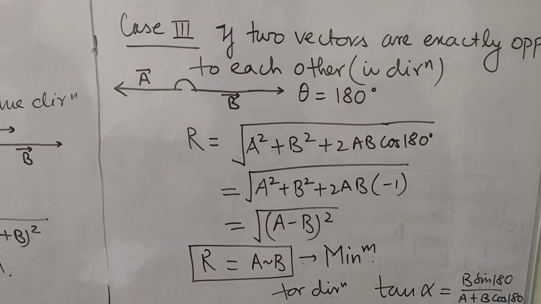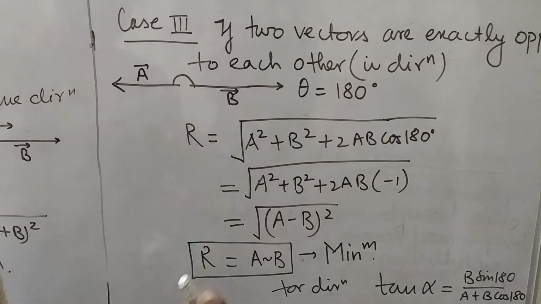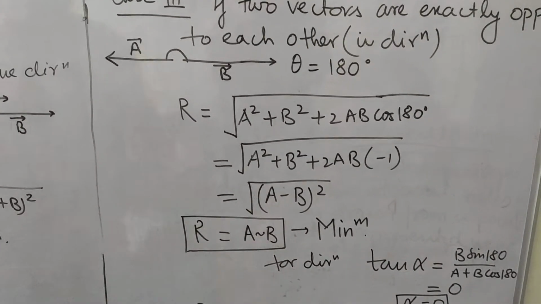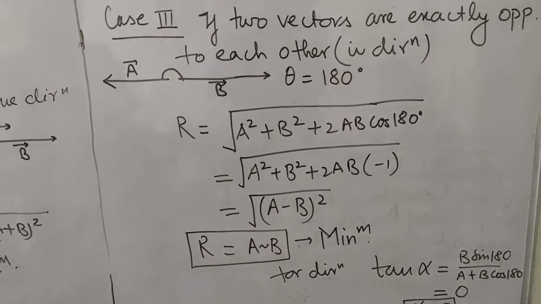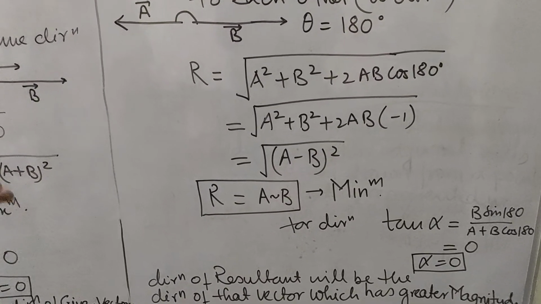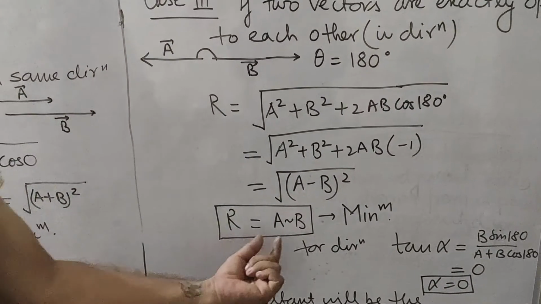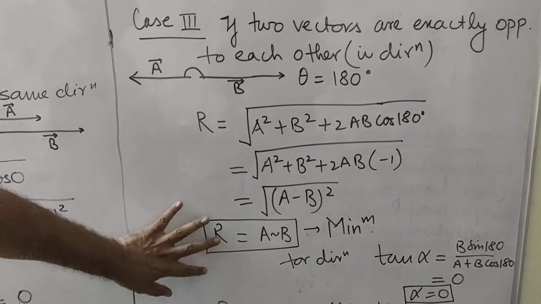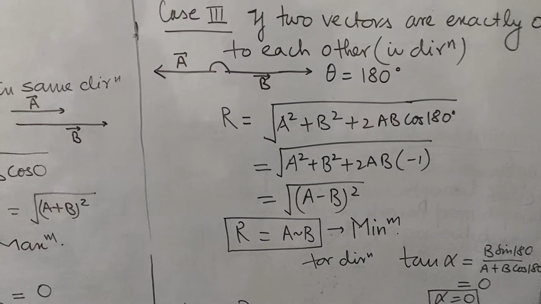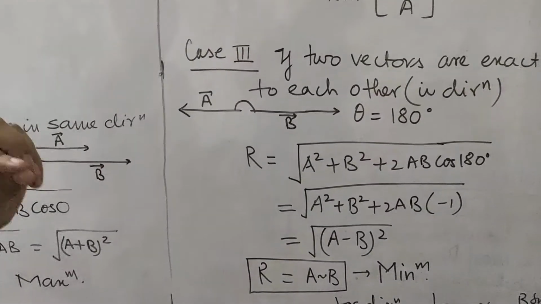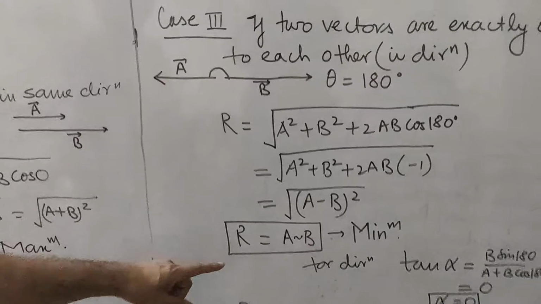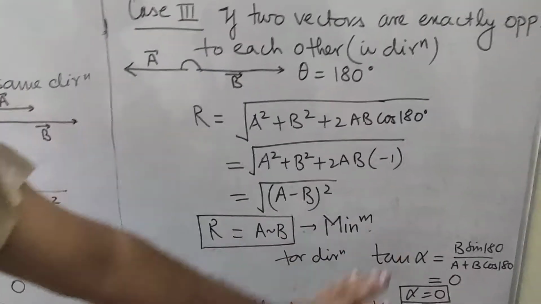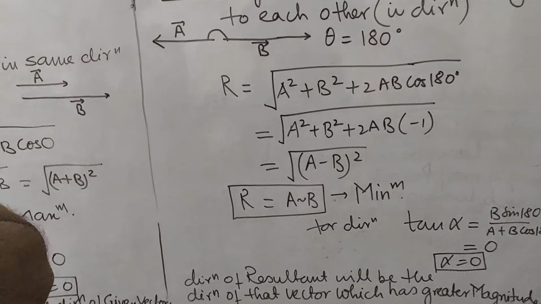So in the resultant you will get a difference. This is the sign of difference. Why am I saying difference? Because I don't know which value is greater, whether A is greater than B or B is greater than A. So I am taking it as the difference of A and B. This will give the minimum. So the resultant will be minimum, that is the difference of the magnitudes of the two given vectors. For direction, again you will take sin 180, which is again 0, so alpha is again 0.